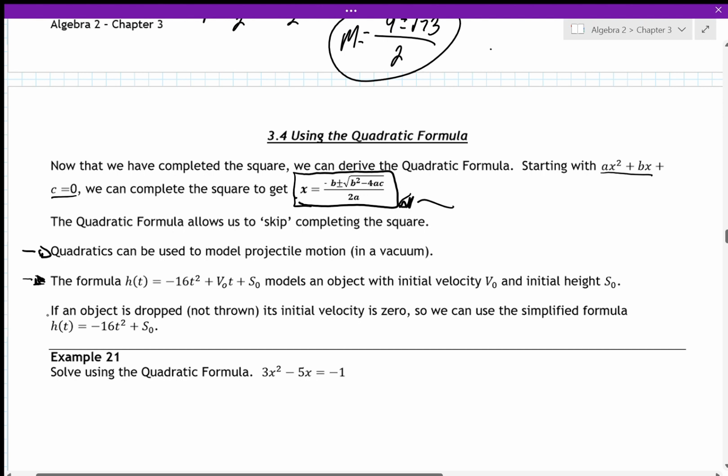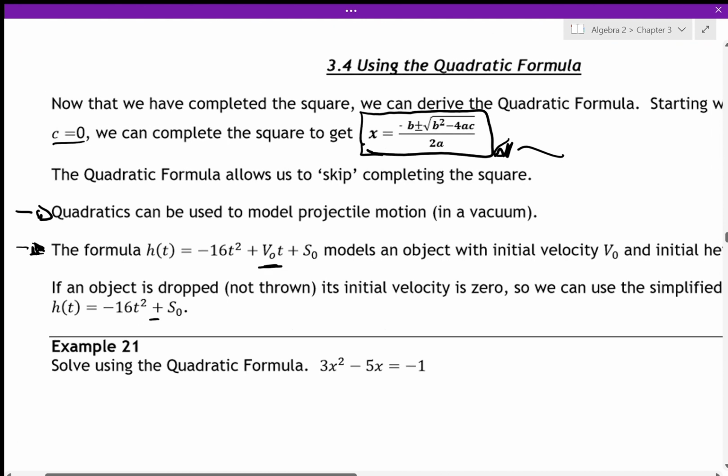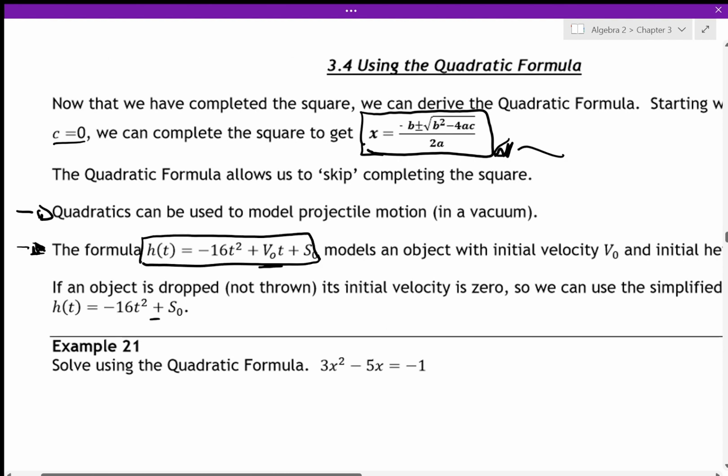This bottom part here, if an object is dropped but not thrown, the initial velocity is 0. So we can use the simplified formula without the v naught t term, right? It's gone. It's not in the middle there, right? That just is zeroed out. So again, this formula here might be used in some homework problems.